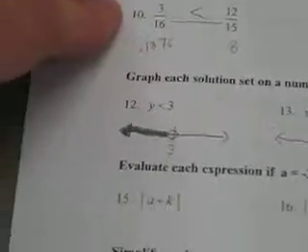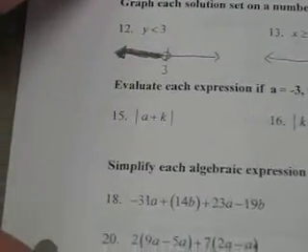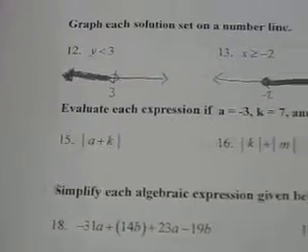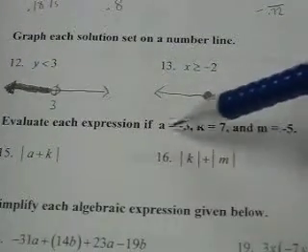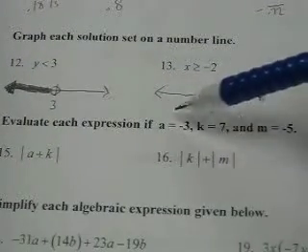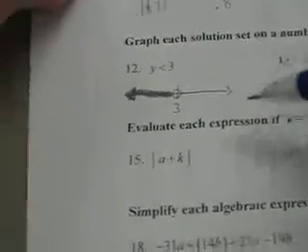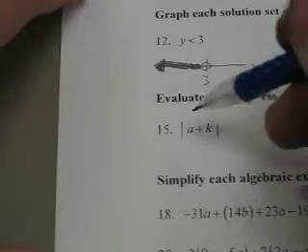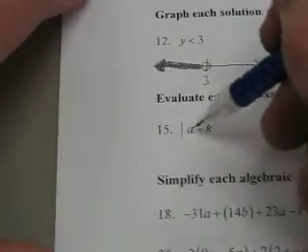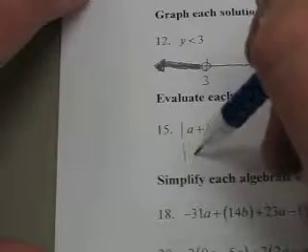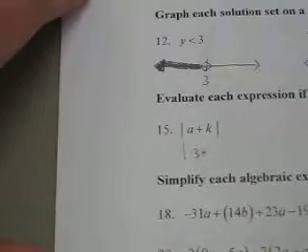Numbers 15 through 17, we are dealing with absolute value. It tells us in our instructions that we're evaluating each expression for these values. A is -3, K is 7, M is equal to -5. Number 15, we worked in class together today. It says the absolute value of A plus K. So we're going to do the absolute value of -3 plus 7.